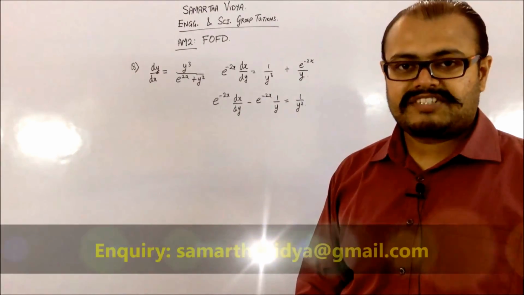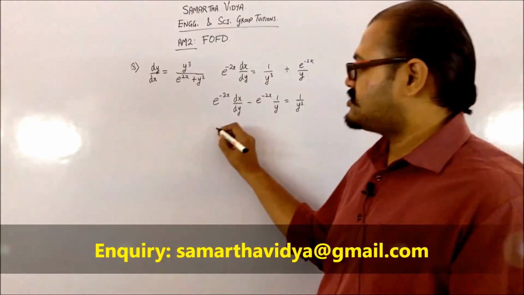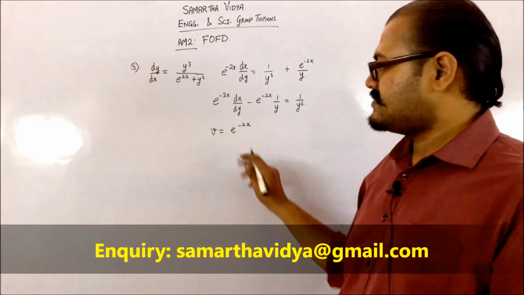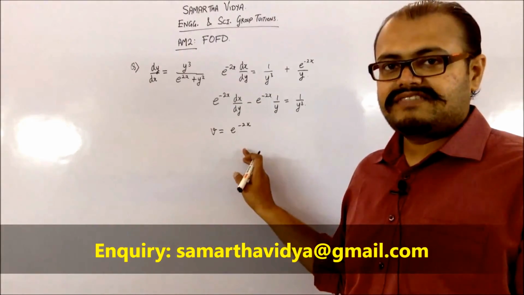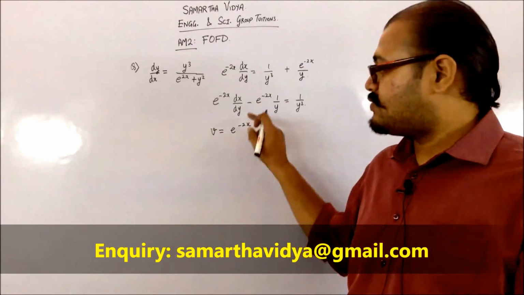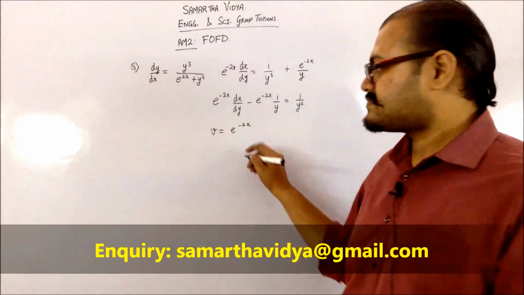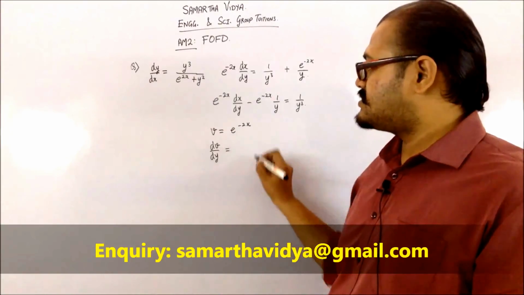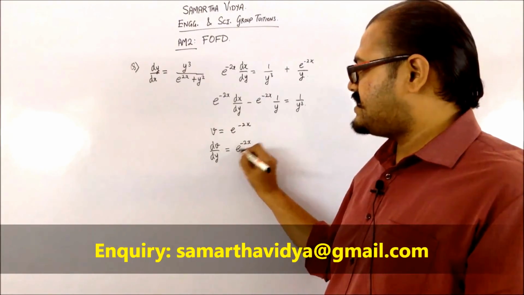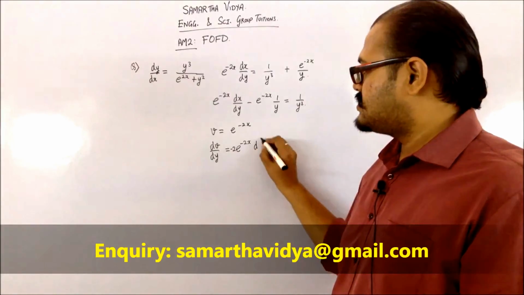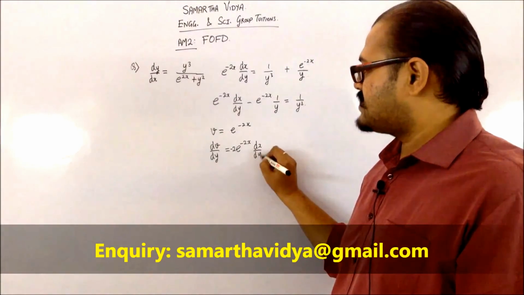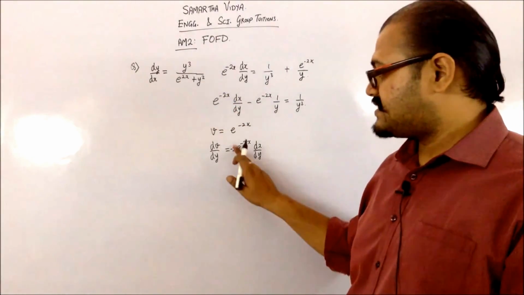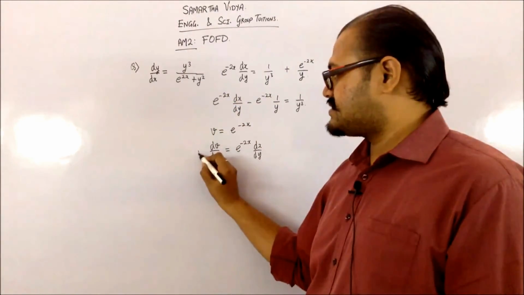So let's go for the substitution method. The substitution is nothing but substituting v as e raised to minus 2x. When we substitute this, we will be differentiating it with respect to y, because now y is the independent variable. So we'll have dv by dy is equal to e raised to minus 2x into minus 2 dx by dy. You can see that along with dx by dy we only have e raised to minus 2x. So basically we have to take this minus 2 to the other side.